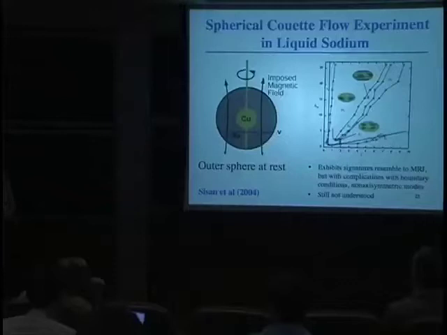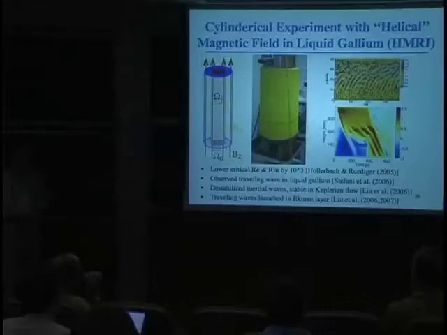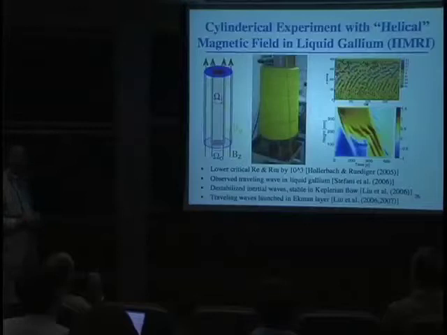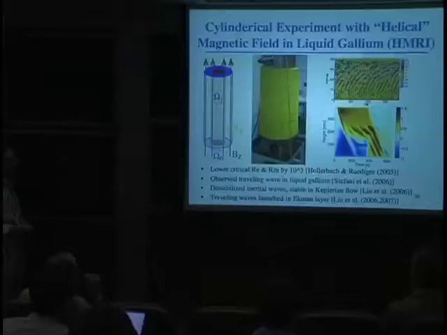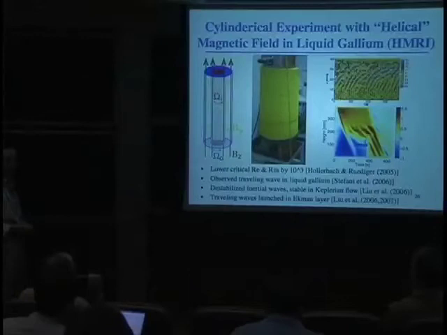But meanwhile, we learned something from this experiment, which I think is much more characterized in terms of theory and diagnostics. So this is a group in Germany. And actually, in 2005, Hollerbach and Rüdiger predicted that by having a helical magnetic field instead of a purely vertical one, it can lower the critical Reynolds number by three orders of magnitude.